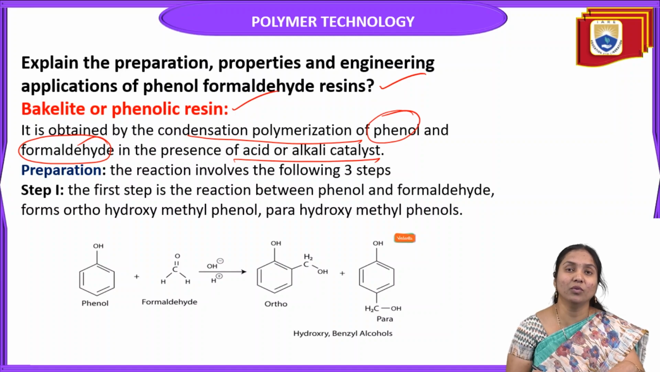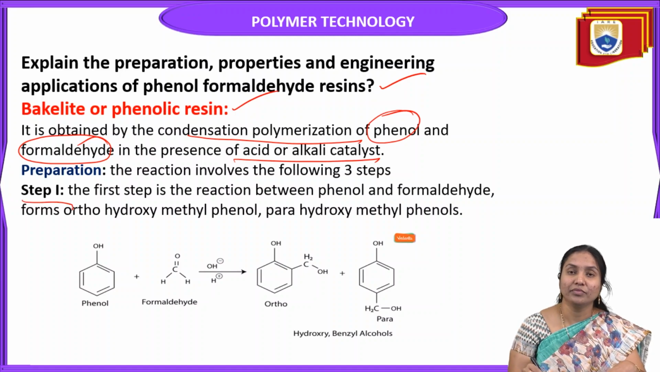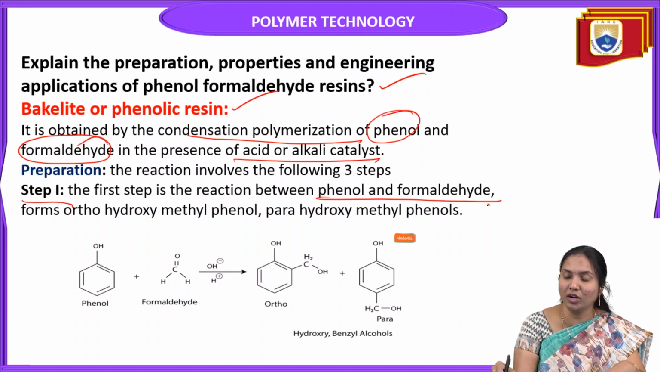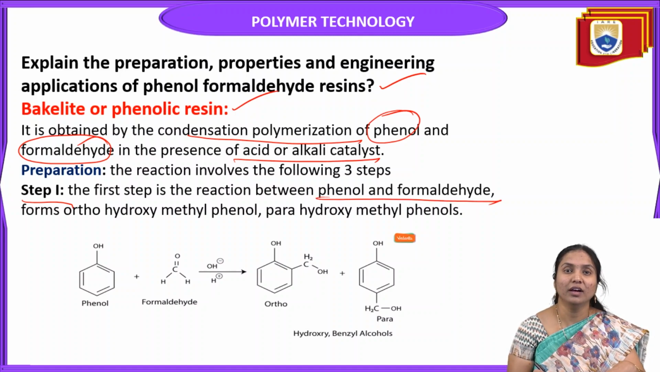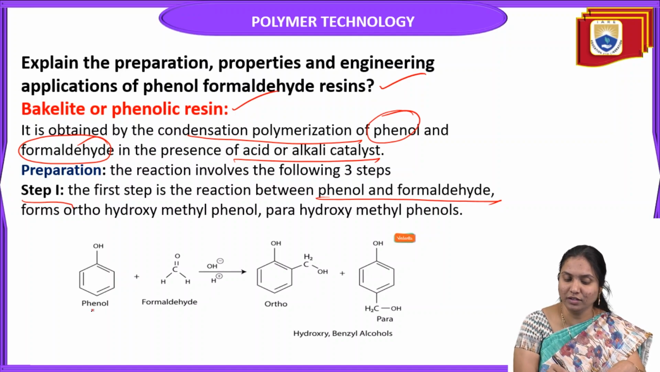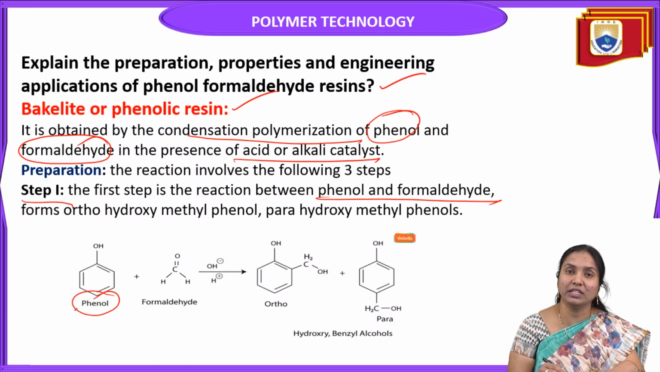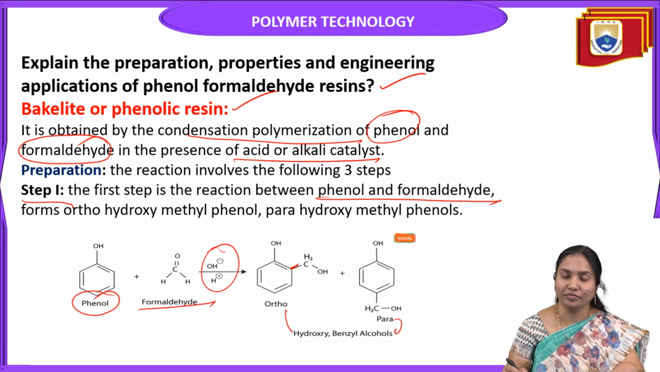In this preparation, a total of three steps are involved. Step 1 is the reaction between phenol and formaldehyde. Here this is a phenol structure. Phenol reacts with formaldehyde in the presence of acid or alkali catalyst. In this case it forms ortho-hydroxymethylphenol or para-hydroxymethylphenol. This is the first step for the preparation of bakelite.